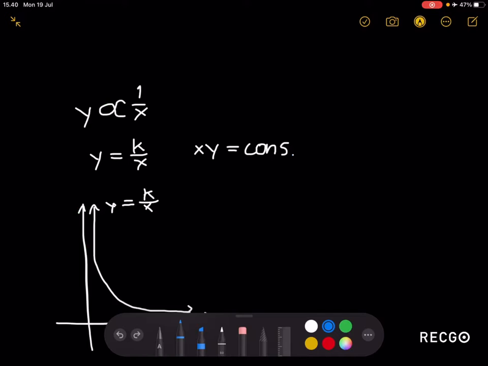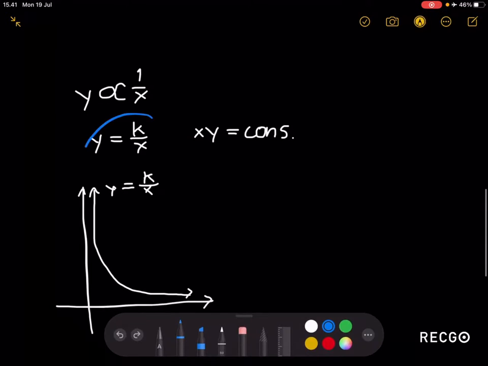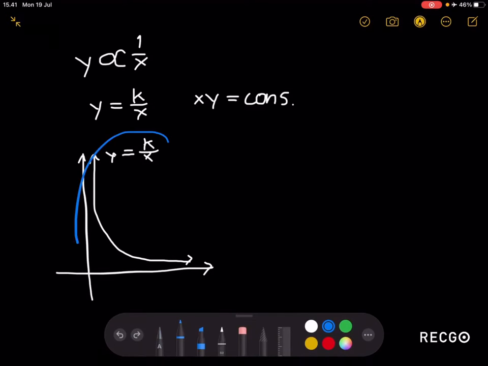Now for inverse proportions, we say that a variable y is inversely proportional to x if it satisfies the following equation. We have y is equal to k over x for some constant k, or some may define it as x times y is a constant, no matter what values x and y are. Now the graph of our equation y equals k over x looks something like this. So it looks like a curve right here.